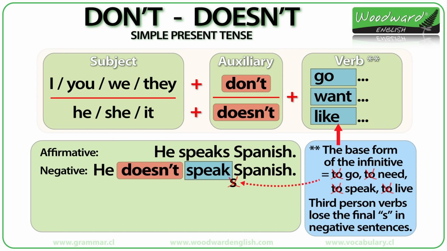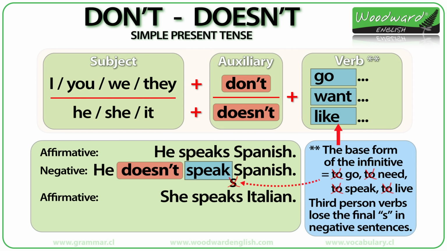But for negative sentences, we want the base form of the infinitive. This means the infinitive without to. Instead of to go, it is just go. Instead of to speak, it is just speak. So, he speaks Spanish becomes he doesn't speak. No S at the end of speak. He doesn't speak Spanish. Third-person verbs lose the final S in negative sentences.